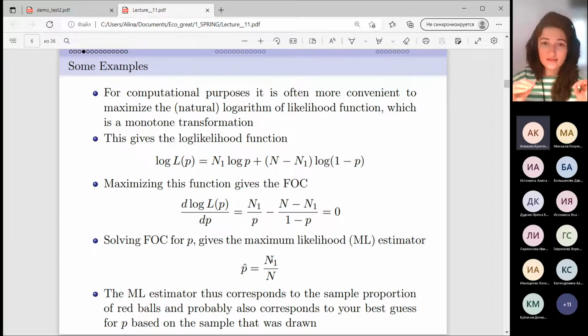This one, in this case, because we review a very simple example, the maximum likelihood estimate equals this ratio. Okay. So the main idea that you should see from all these steps is that the maximum likelihood estimator corresponds to the sample proportion of red balls, and probably also corresponds to your best guess for this unknown p parameter based on the sample that was drawn. Okay.